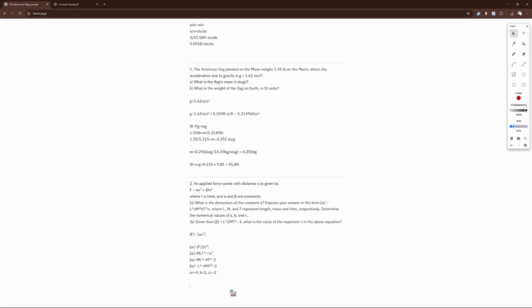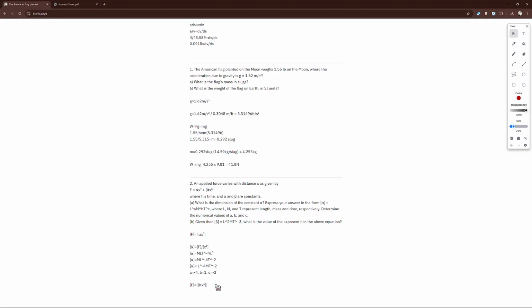Anyways, for part B, okay, we're given that beta is equal to L squared M T to the -3. What is the value of the exponent n in the above equation? So again, we do the same thing. F is now equal to, do I have beta? No, I don't. Okay, I'm just going to use capital B. Beta t x to the power of n.